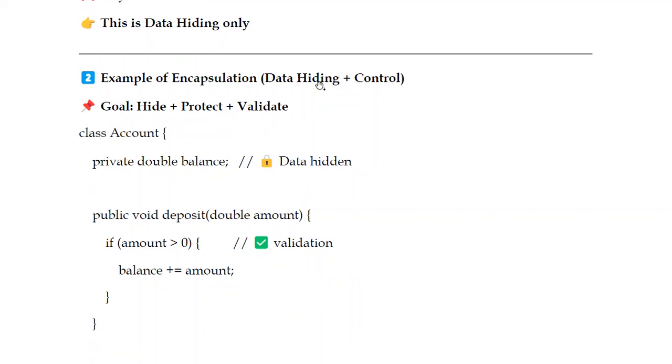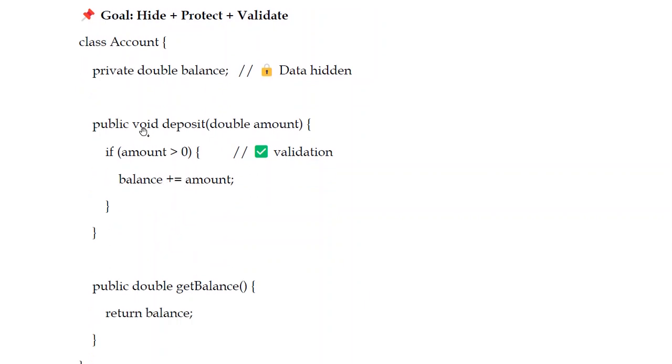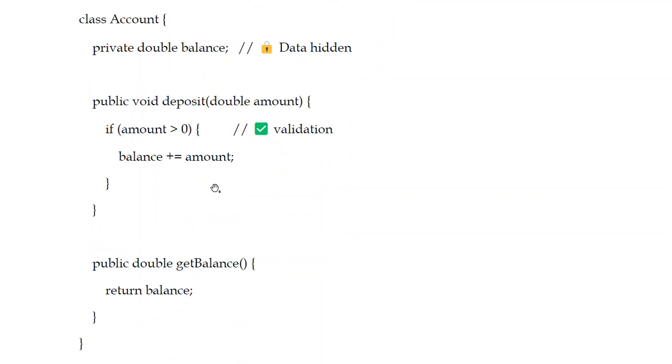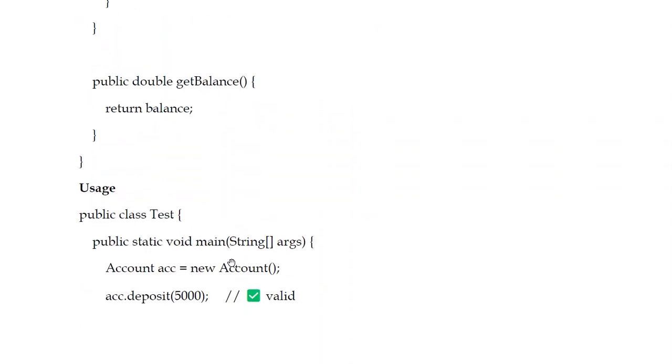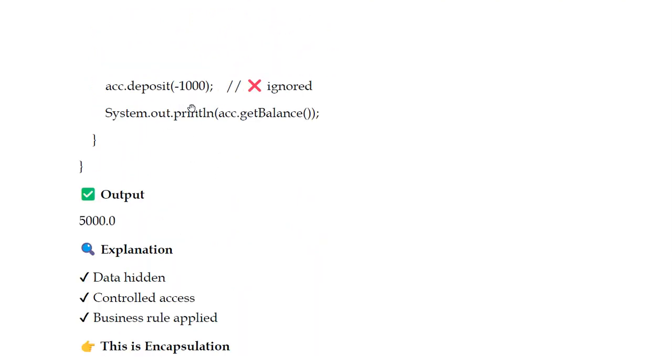Next, the example of encapsulation: data hiding plus control is possible here. Here I have already hidden the data, so data hiding is possible. Through methods, we are protecting; only the methods can access this data. Next, validation: the amount must be greater than zero. Only then is the balance updated, and you add the amount to the initial balance. If it is already 1,000 and I pass 5,000, then 1,000 plus 5,000 is 6,000. This is the output you'll get.